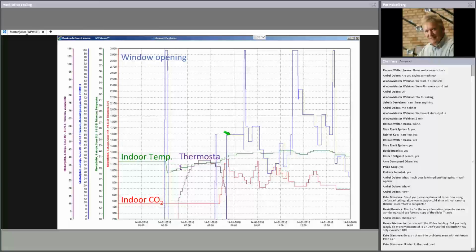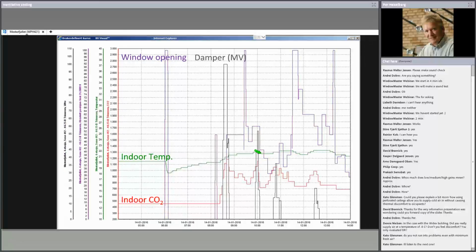So during the daytime, after people have arrived in the room, we can see that there's no heating requirement inside this classroom, even though we have the windows open to quite a large degree.